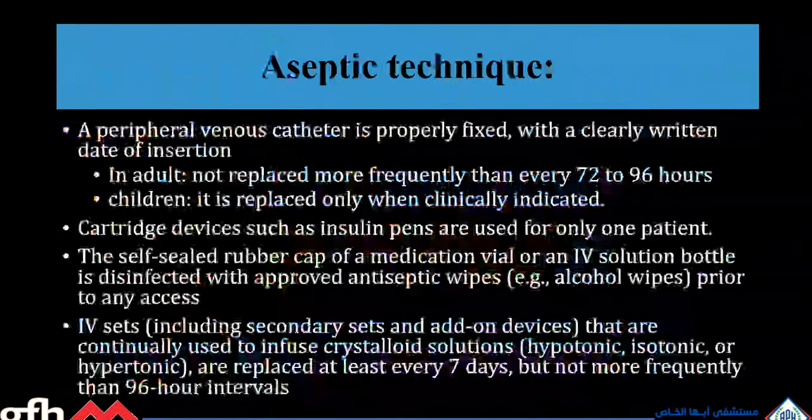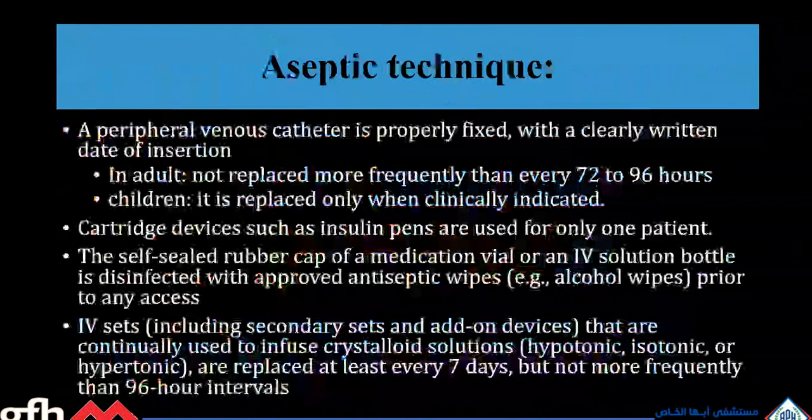Aseptic technique. The surveyor will ask you about a lot of issues related to aseptic technique, and he will observe them. What is the issue he will ask? He will ask you about the peripheral venous catheter. It should be secure, properly fixed, and labeled with the date and time of insertion and the date and time of changing the dressing.